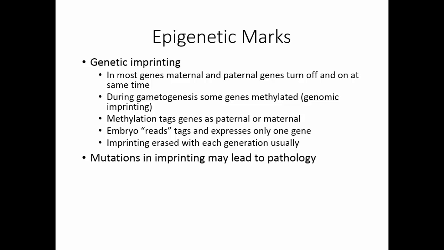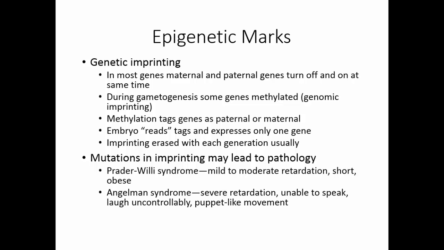Mutations in imprinting may lead to pathology. Individuals who have Prader-Willi syndrome are mild to moderately retarded, short, and rather obese. Individuals with Angelman syndrome are severely retarded. They're unable to speak, they laugh uncontrollably, and they have jerky, puppet-like movements.